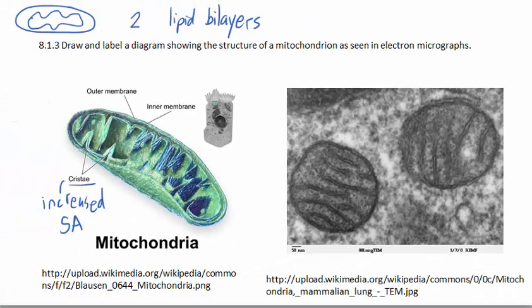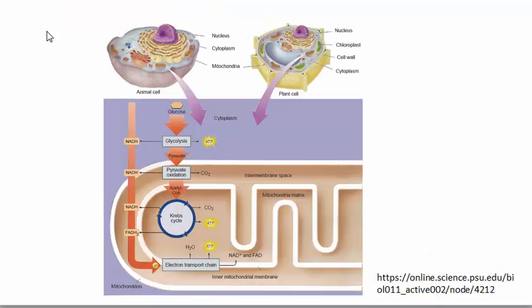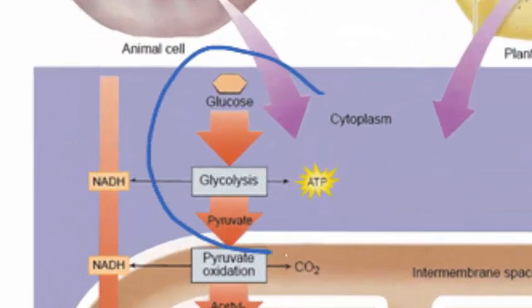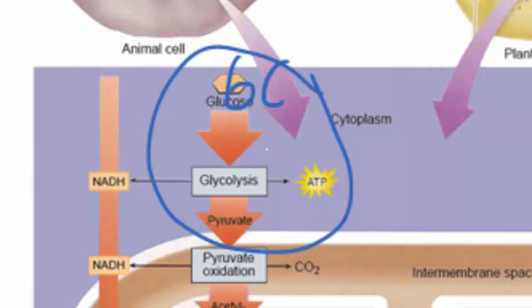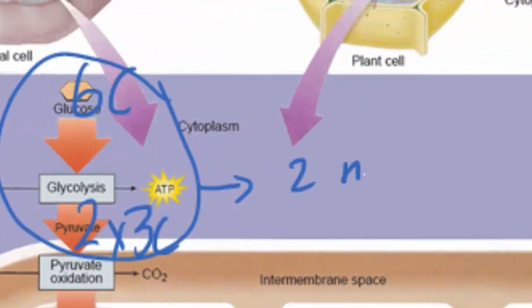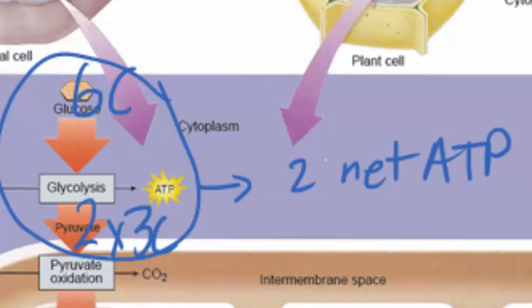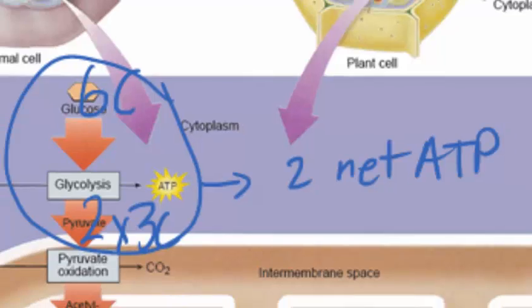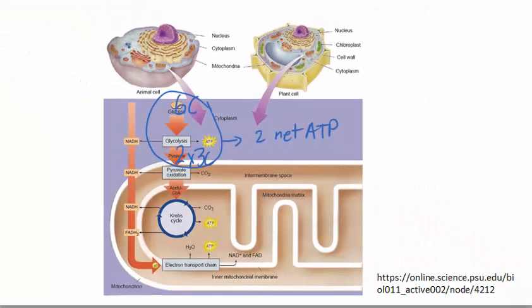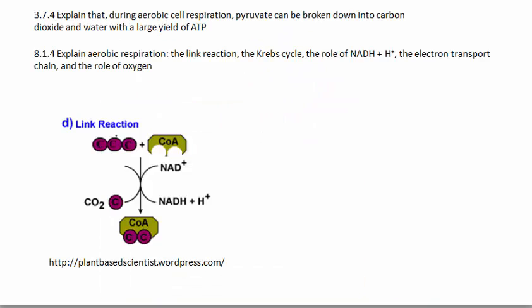So, okay. What have we covered so far? In the first video, we covered this much: you take a 6-carbon molecule and make 2 3-carbon molecules, and you get 2 net ATP produced, right? You put 2 in and you get 4 out. After that, we have another series of reactions. The first one is called the link reaction, and that's explained here.